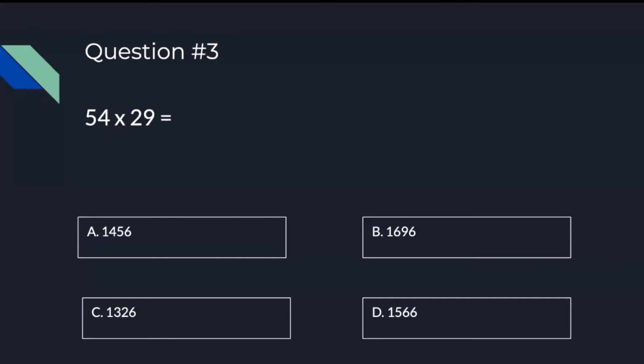So actually, who wants to do this problem? 54 times 29. Who wants to do this one? Dennis? Okay. Just feel free to annotate on the screen.